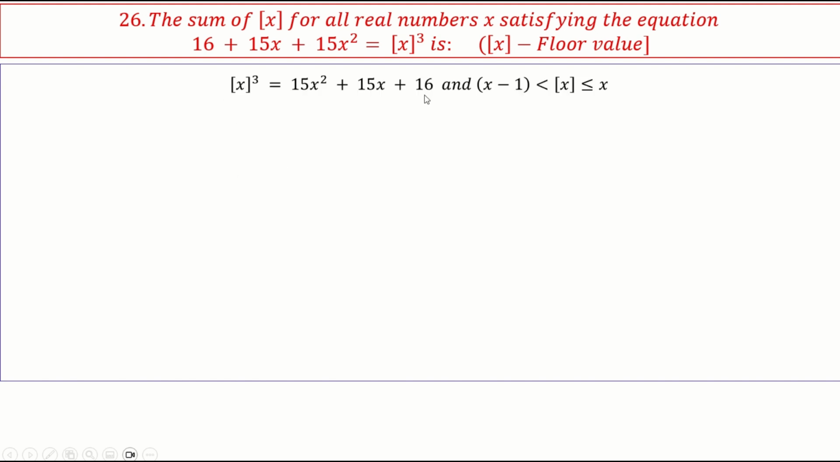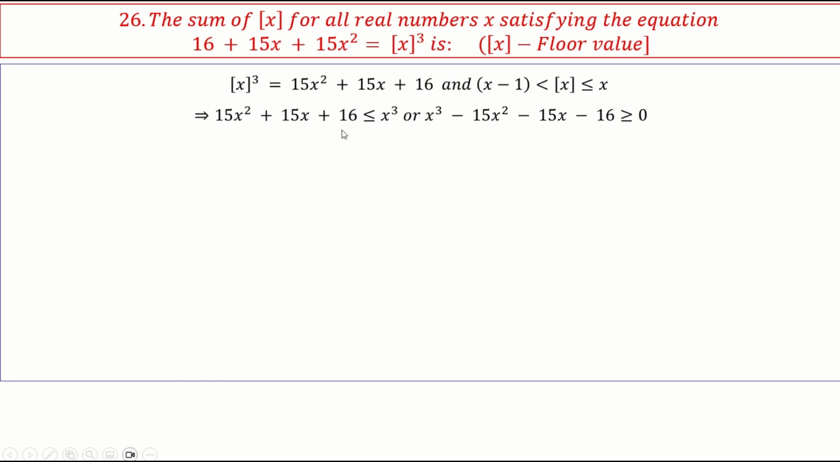This is the given equation, and we know that the floor of x always lies between one number before and the same number basically. Which means floor of x is always greater than x minus 1 and less than or equal to x. Once you know this, you can derive an inequality. Floor of x is less than or equal to x, so if I replace it here, x cube is greater than or equal to 15x square plus 15x plus 16.